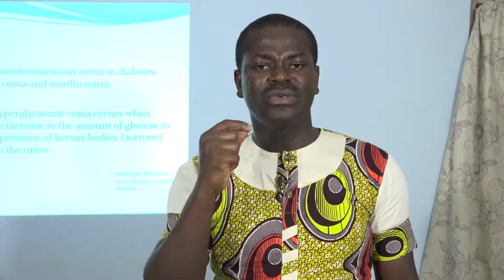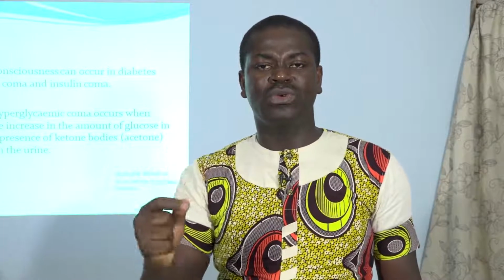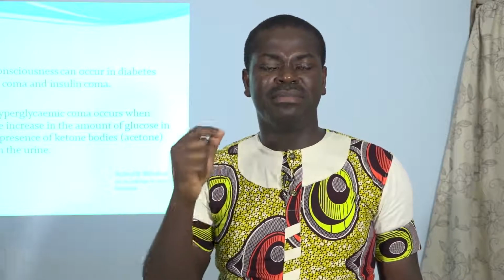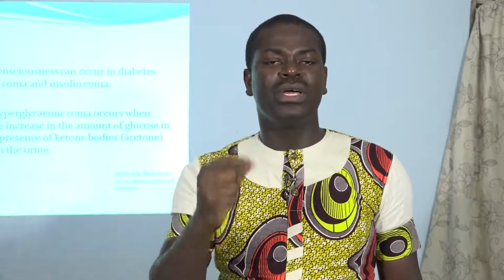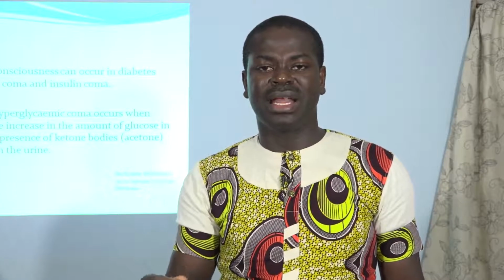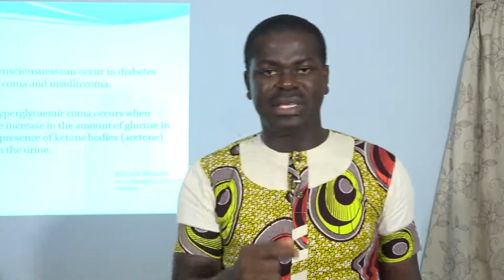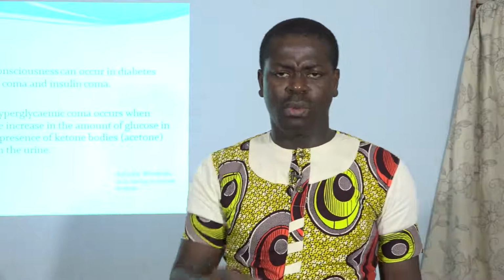How will the person go into unconsciousness? The person will go into unconsciousness because the blood glucose and then the ketones in the blood will cross the blood-brain barrier and go into the brain, causing disorientation to the individual, and now the individual loses the sense of consciousness. So that is what happens in diabetic coma.